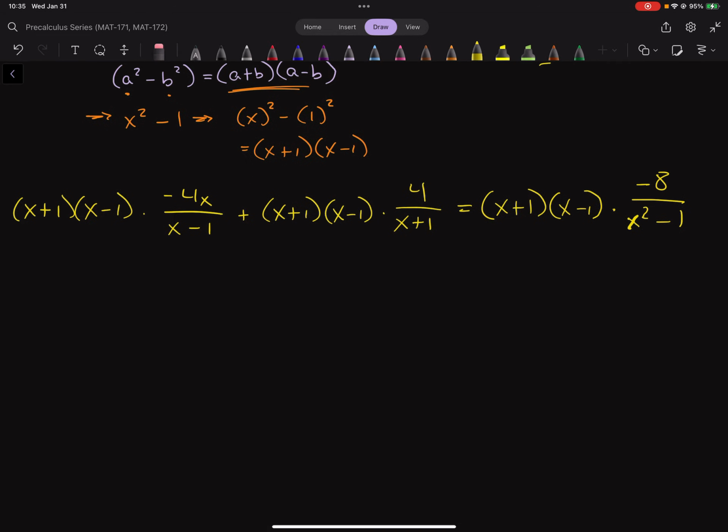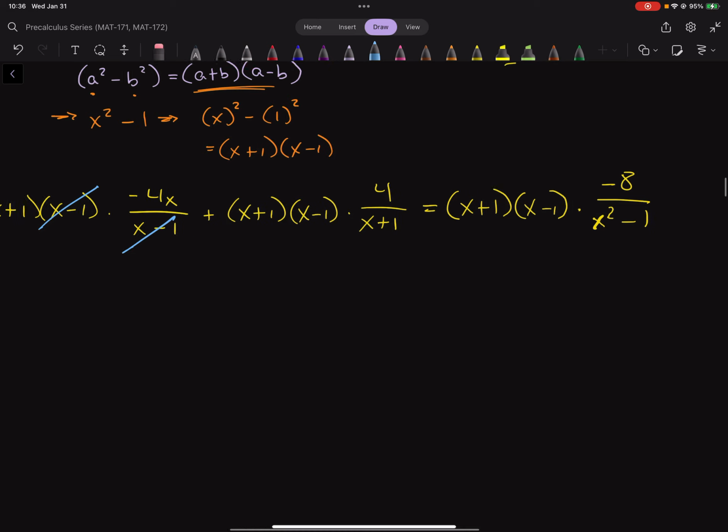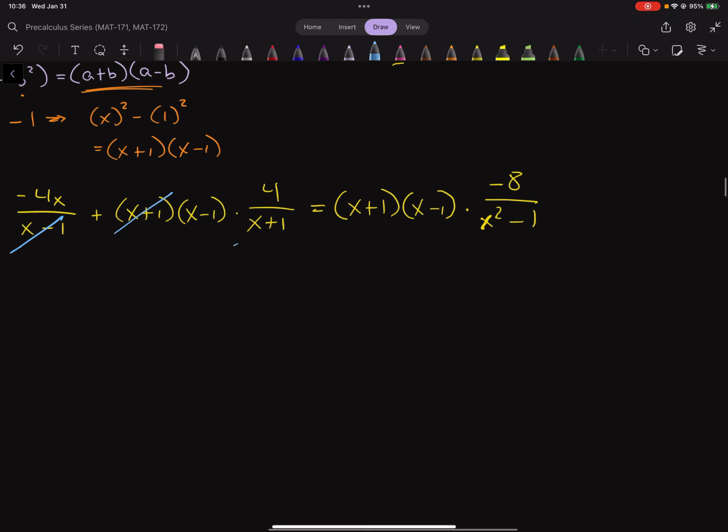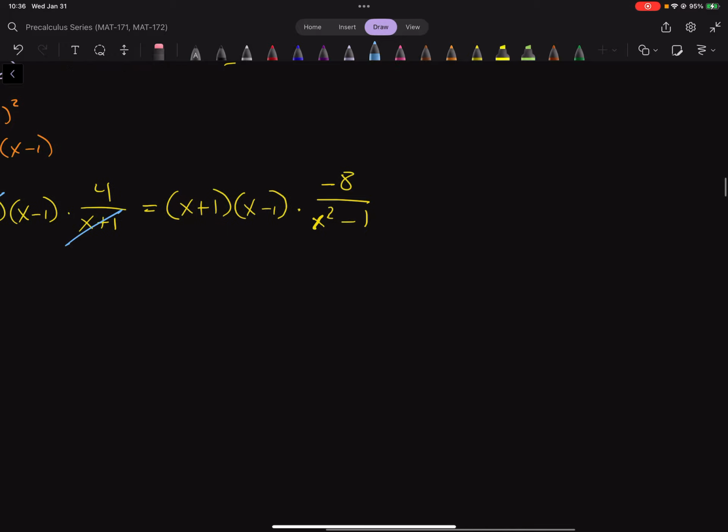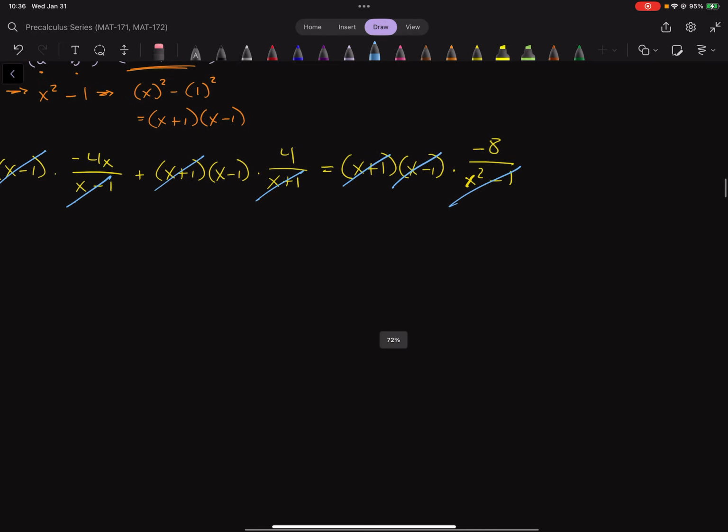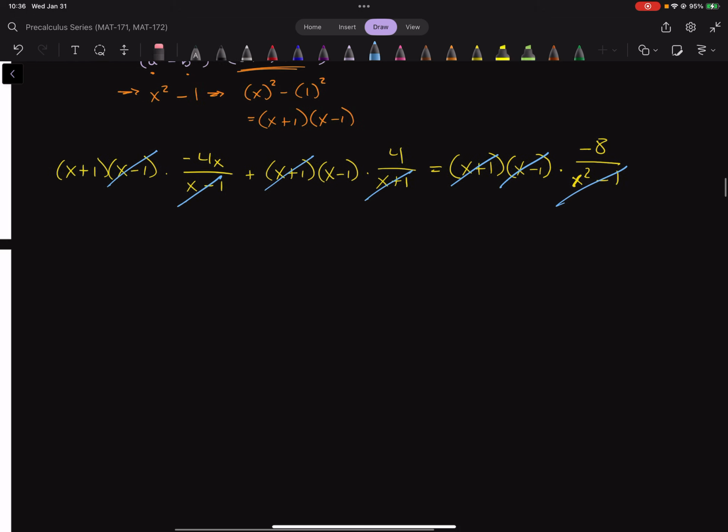Now, at this point, we're looking to cancel between the numerator and denominator of each term. We see the x plus 1 and the x minus 1 cancel with the x minus 1 in the denominator of the first term. We see that an x plus 1 cancels with the x plus 1 in the denominator of the second term. And then both x plus 1 and x minus 1 cancel out x squared minus 1 on the right-hand side. So just updating what we have remaining.